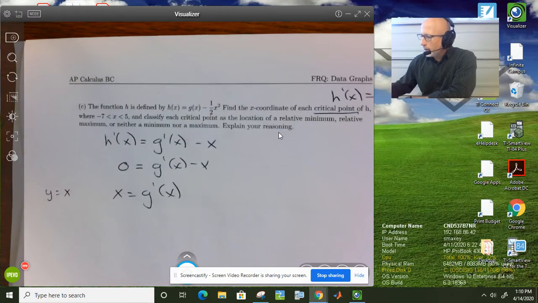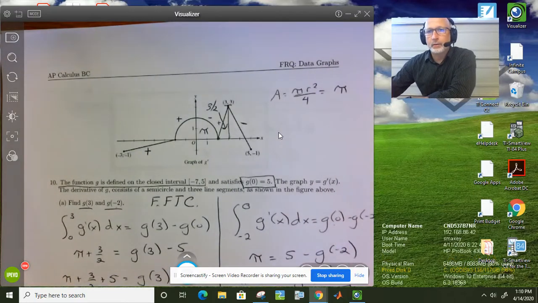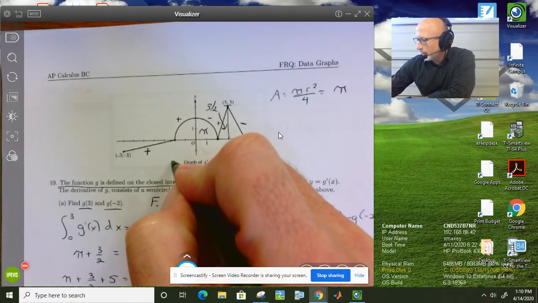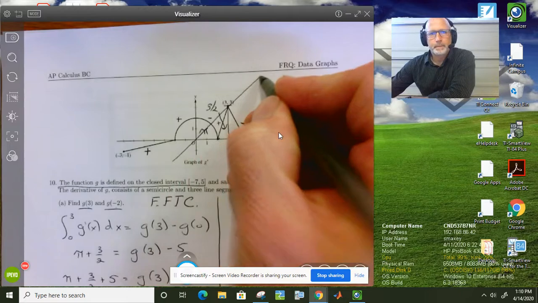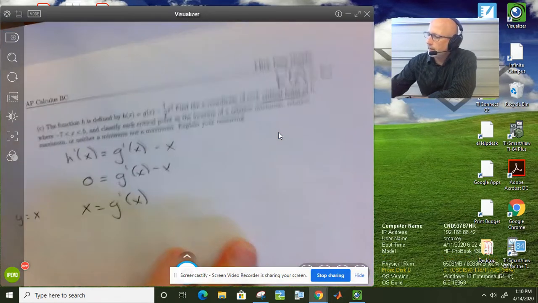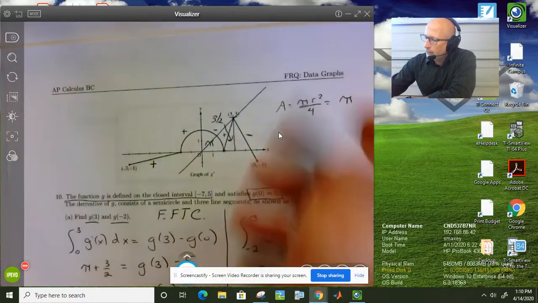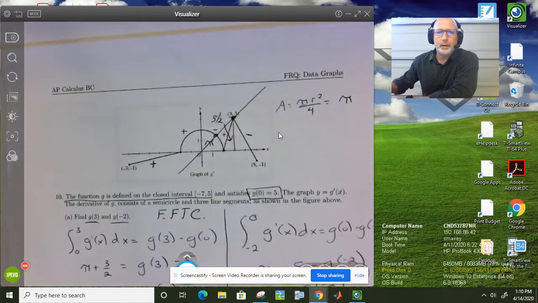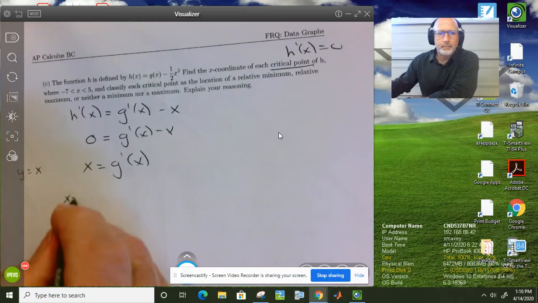So if I go back over here, where is the line of y equals x, or y equals g prime? Or g prime equals x. It's right here. Okay, that's what the equation is. So you know that the first derivative is going to be equal to 0 at this location and this location. Well, that one's pretty easy. It's just simply 3. So x equals 3 is one of them.